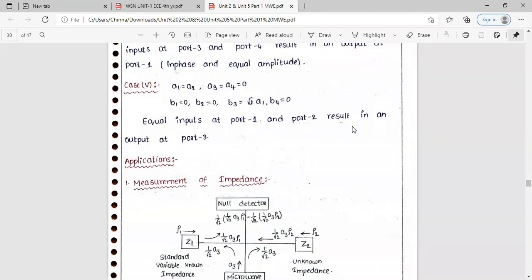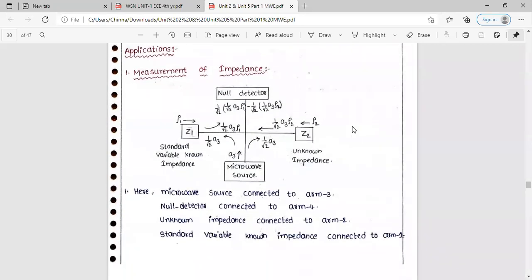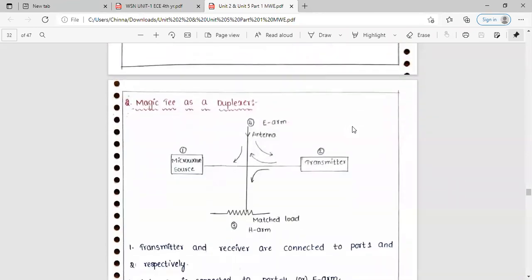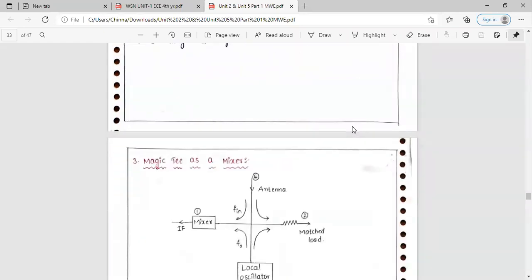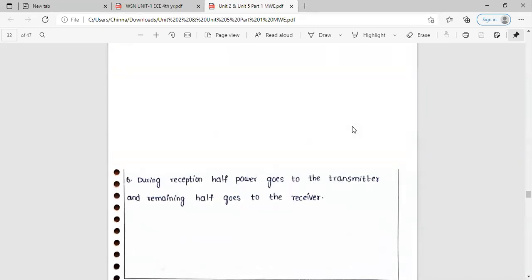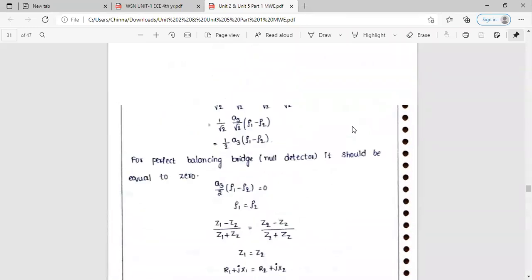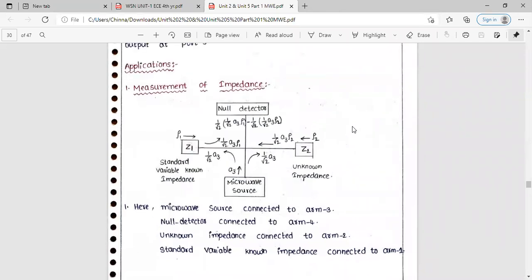Coming to the applications of the magic tee, they will also be asked along with the magic tee. We have already discussed the applications: measurement of impedance, the duplexer, and another application, the mixer. So the mixer, the duplexer, and the measurement of impedance all utilize the magic tee. So first, the measurement of impedance.